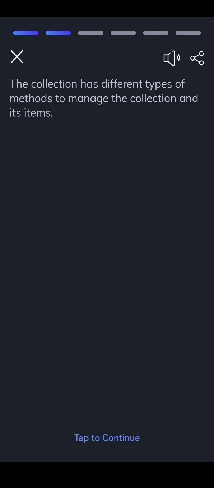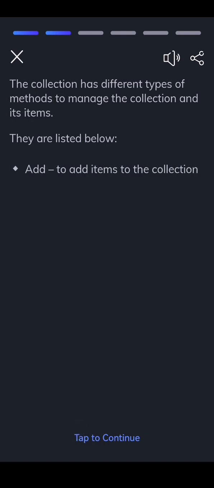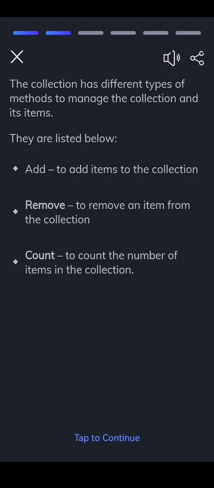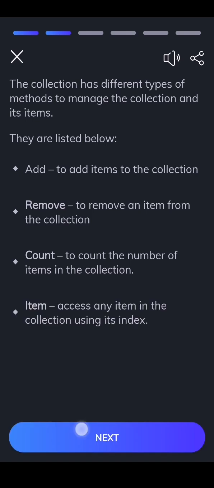The collection has different types of methods to manage the collection and its items. They are listed below. Add, to add items to the collection. Remove, to remove an item from the collection. Count, to count the number of items in the collection. Item, to access any item in the collection using its index.